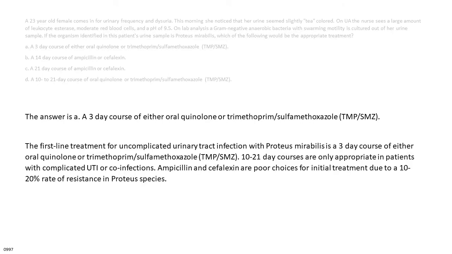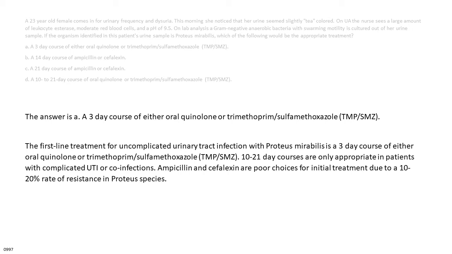The answer is A. A 3-day course of either oral quinolone or trimethoprim, sulfamethoxazole. The first-line treatment for uncomplicated urinary tract infection with Proteus mirabilis is a 3-day course of either oral quinolone or trimethoprim, sulfamethoxazole. 10 to 21-day courses are only appropriate in patients with complicated UTI or co-infections.